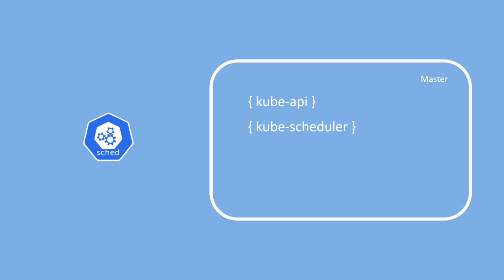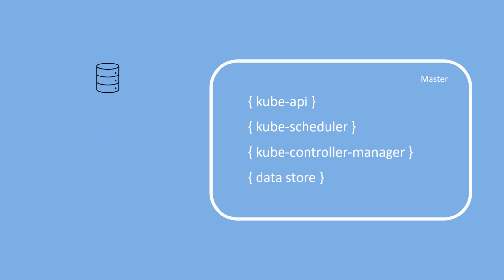Kube scheduler, which basically schedules the pods on available worker nodes. Kube controller manager, which runs control processes and implements governance across the cluster. And data store, an external or embedded database. You can use Postgres, MySQL, SQLite or etcd for this.